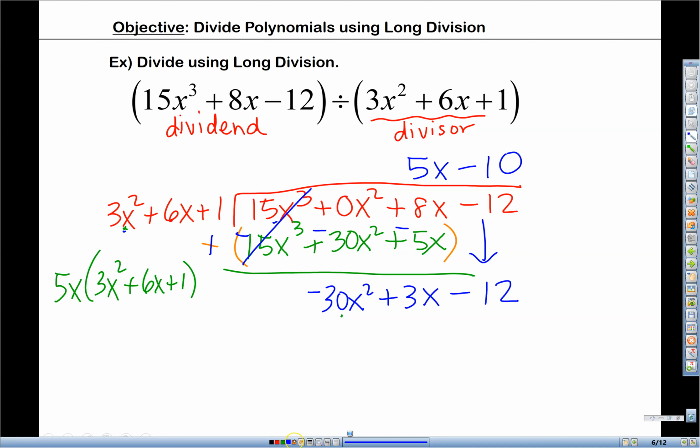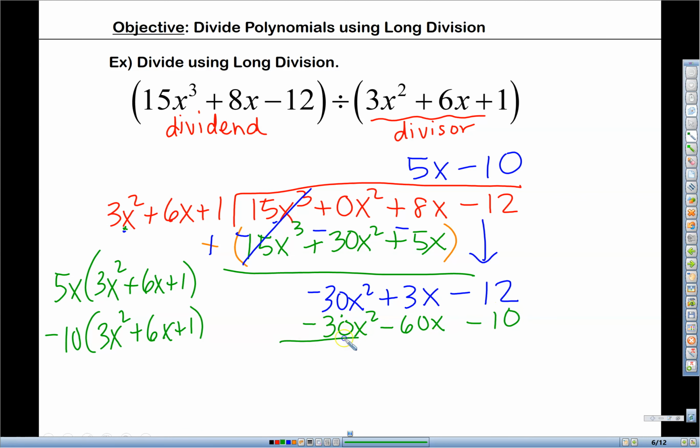That's one of the biggest spots where people tend to make their mistakes, is that even when this is a negative number here, they skip making them the same. You have to make them the same first because the next step has to be subtraction. And the only way that part turns out to be 0 is if we subtract something from itself. So now we're going to take that negative 10 and distribute it to our divisor. So we get negative 30x squared. They match like they should. Then we get minus 60x minus 10.